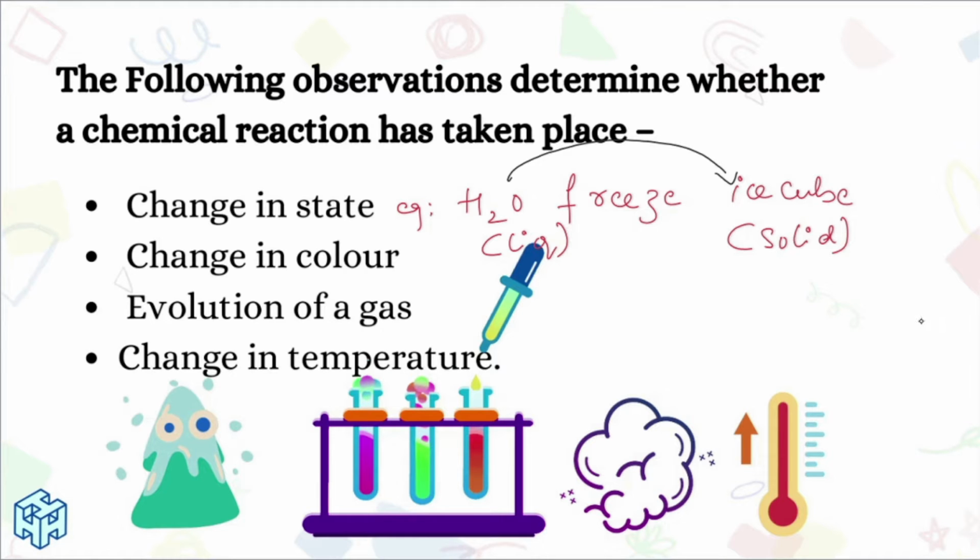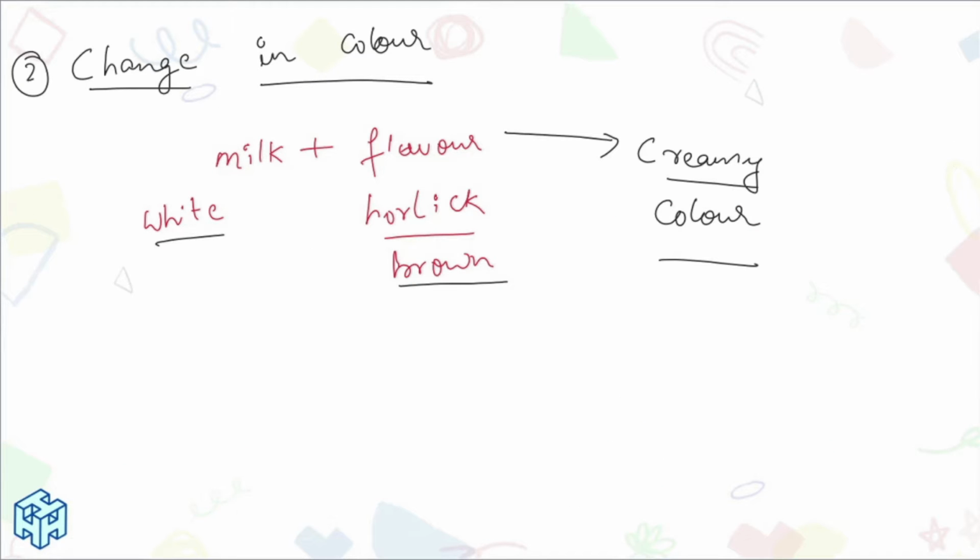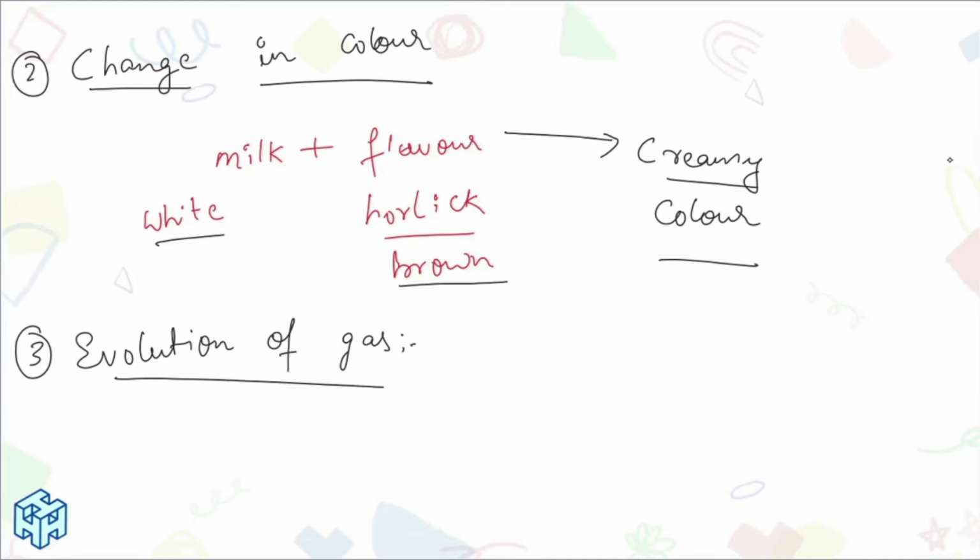What is number 3? Evolution of gases. Let us understand what is evolution of gas. Now let us understand this clearly. Sir, how will we understand evolution of gas? How will we understand? Let me consider the simple example I gave.